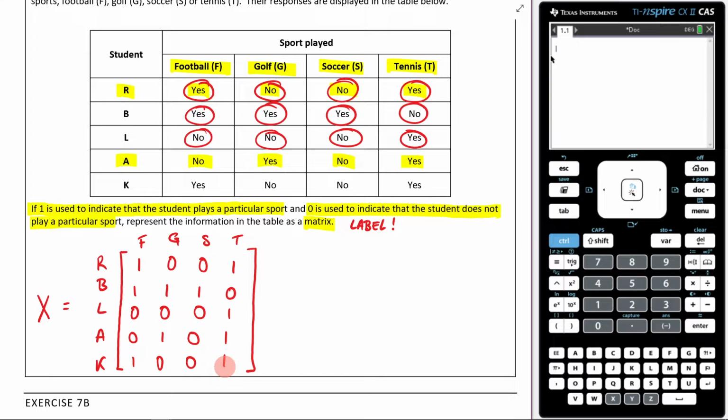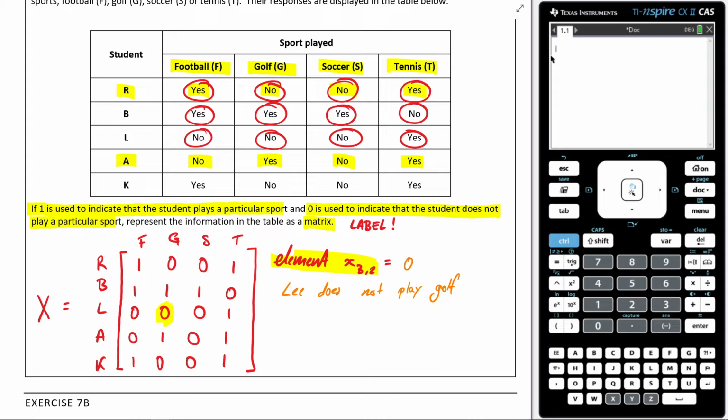Now, before we move on, it's also important that you can read what each of these things are saying. So, for instance, what does the element 3, 2 mean? Well, the element 3, 2 means row 3, so I'm in Lee, column 2. So let's highlight it. It's going to be this one, and as you can see, it's a 0. And what does that 0 tell me? It tells me that Lee does not play golf. So it's important that you can read each of these elements.